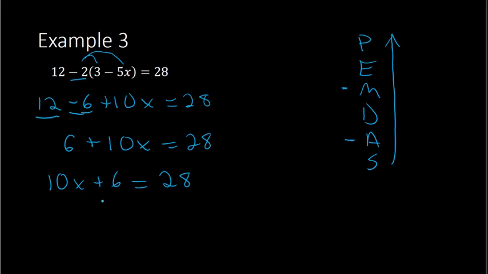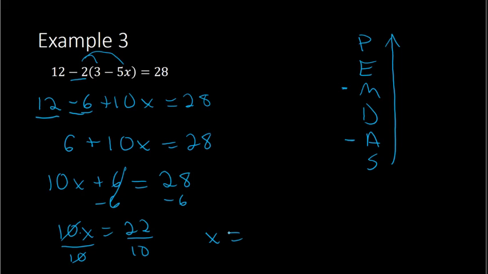So what I want to do is work in reverse. So I do addition first, and I bring that over by subtracting. So subtract 6 from both sides. That will cancel. I now have 10x equals 22. So now 10 times x is 22. To get rid of the multiplication, I do the inverse, which is division. So divide both sides by 10.